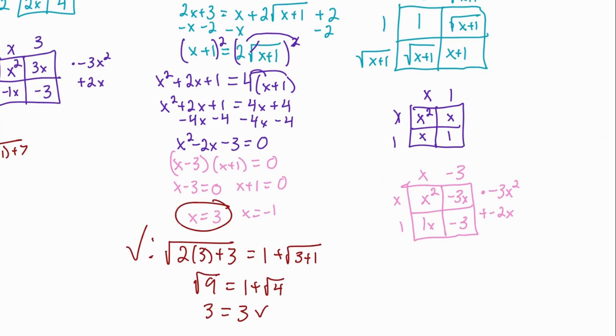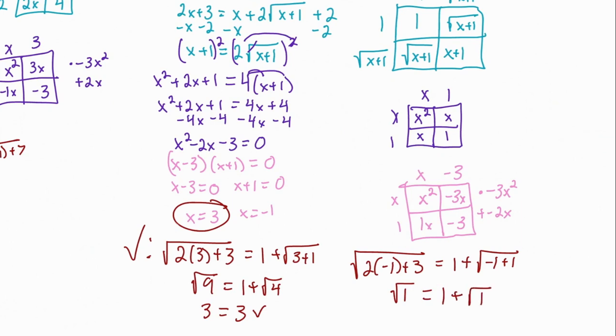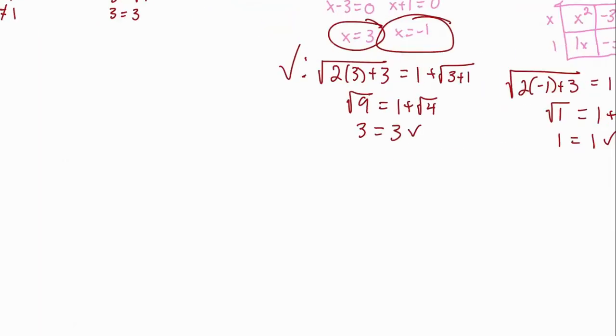And then I'd also want to check negative 1. So I'd say the square root of 2 times negative 1 plus 3 equals 1 plus the square root of negative 1 plus 1. Negative 1 times 2 is negative 2 plus 3 is going to be the square root of 1. Negative 1 plus 1 is going to be 0, the square root of 0. The square root of 1 is 1. Square root of 0 is 0. 1 plus 0 is 1. So actually both of these work. So we have two answers here, which we are allowed to have. And that should finish out our lesson for today.